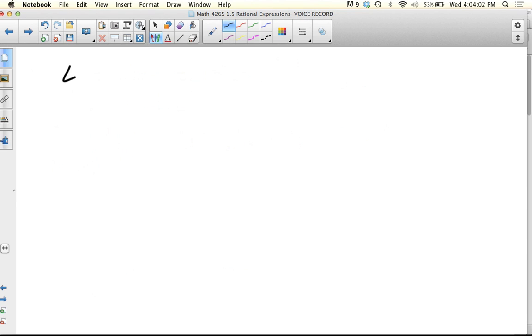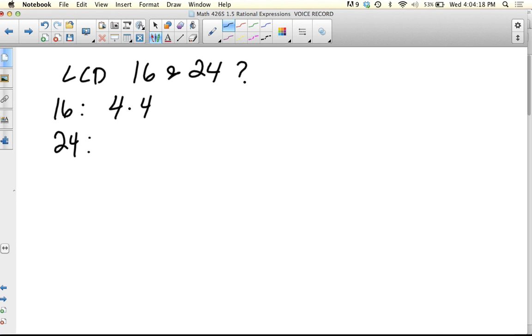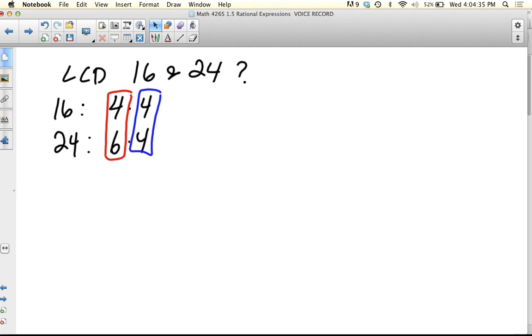What's the lowest common denominator of 16 and 24? Okay, 16, let's factor it out. 4 times 4. 24 can be 6 times 4. Okay, and I see here that there's a common group of 4. But what I'm also seeing is that there are going to be some common factors in here as well, right? So let me just keep going here.